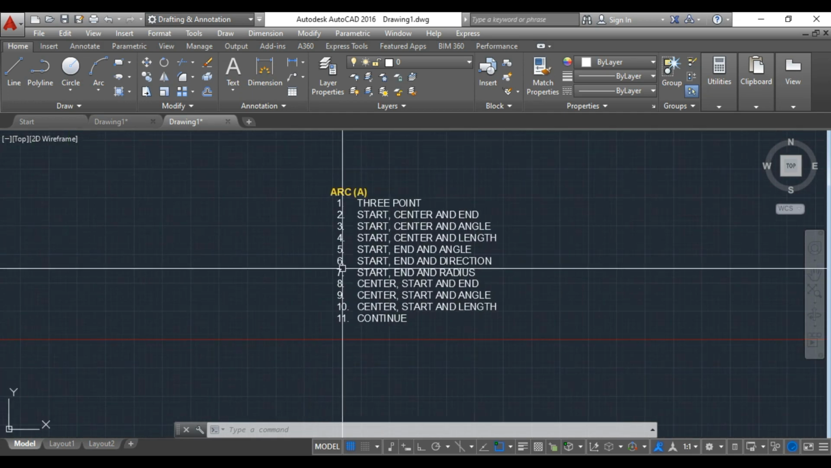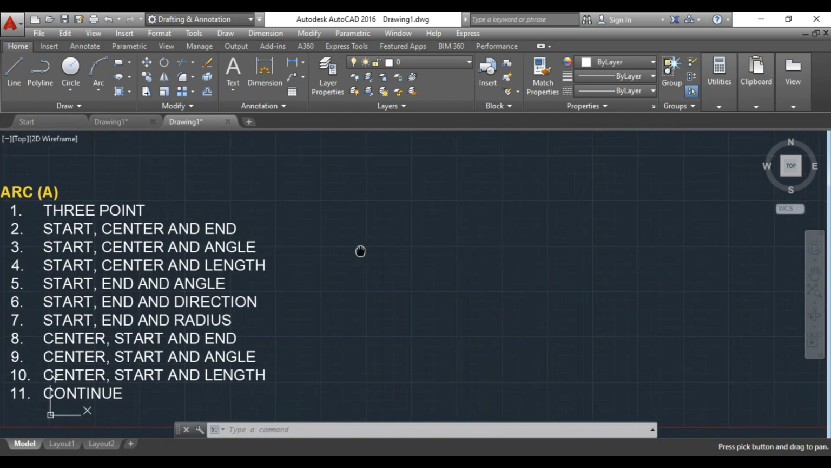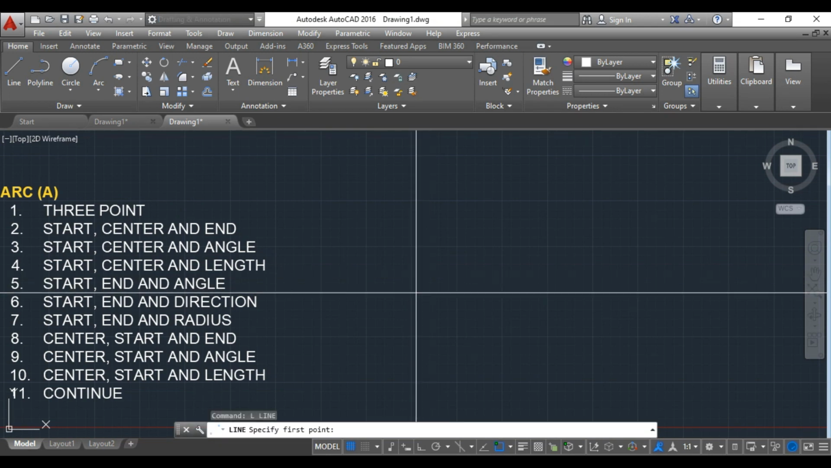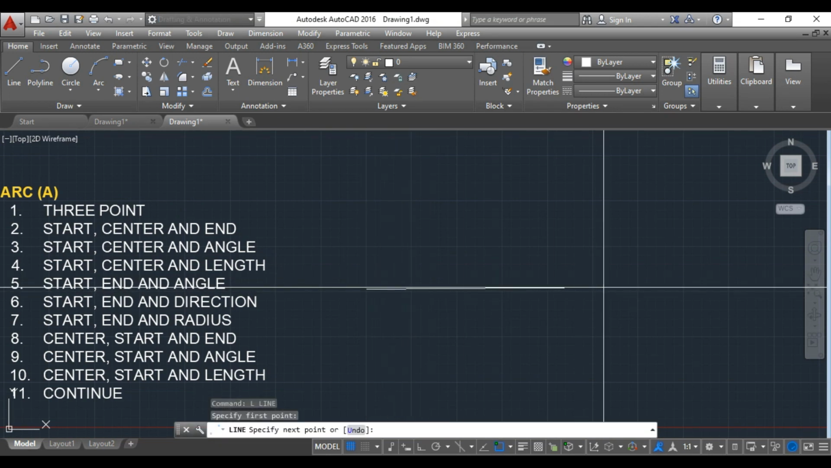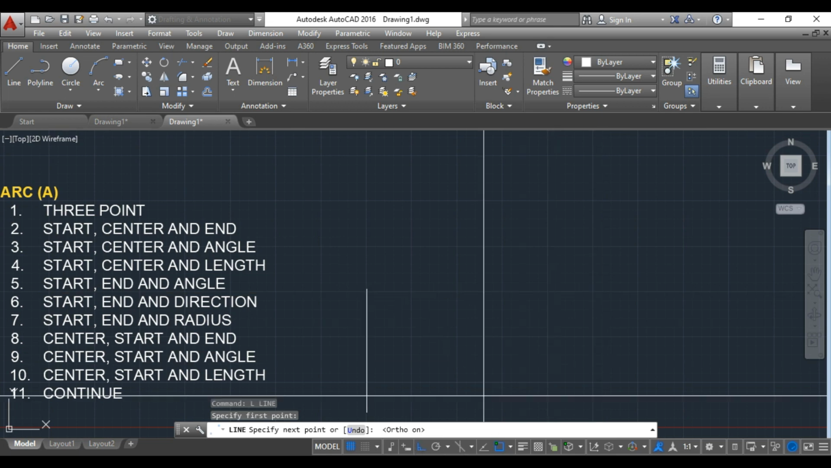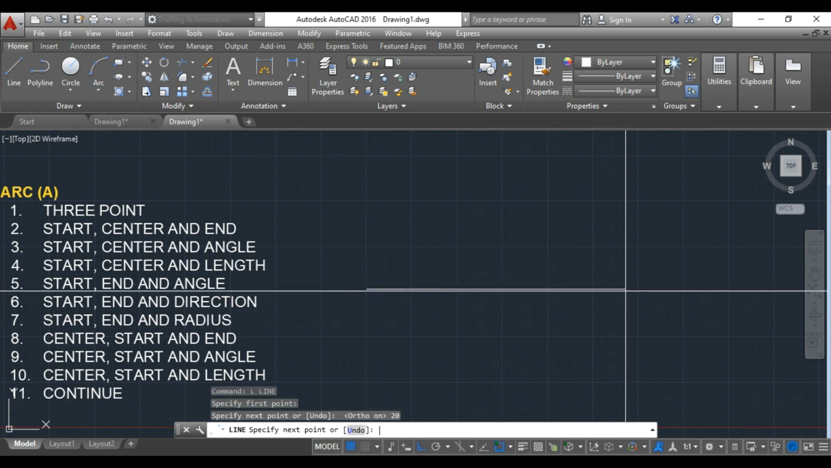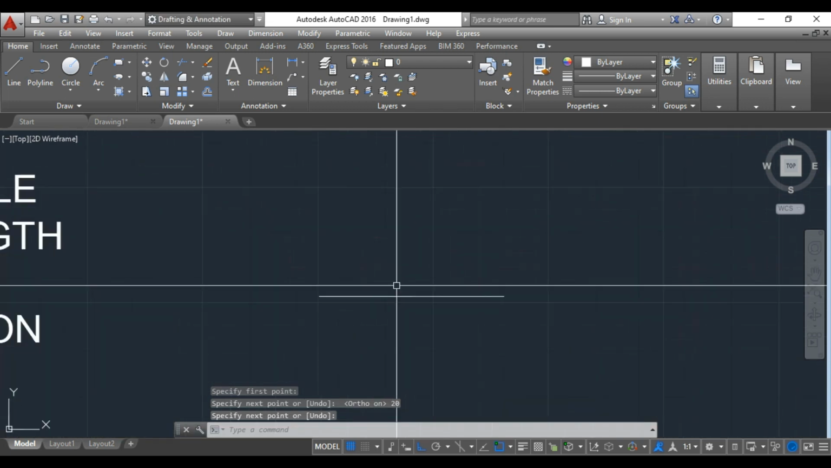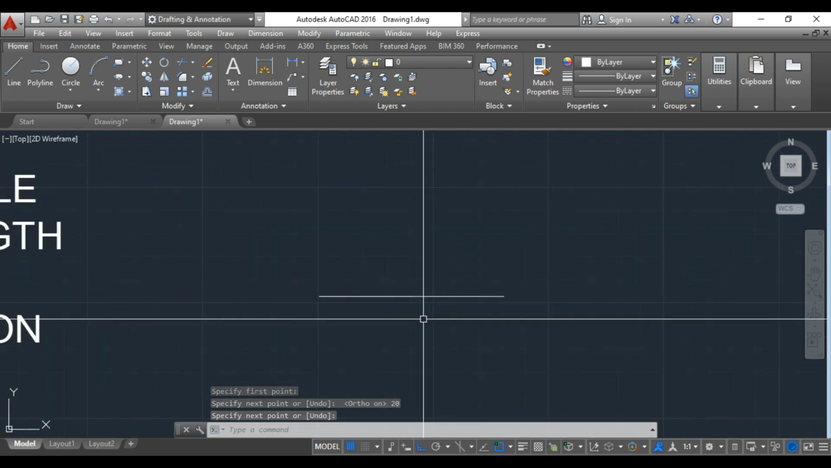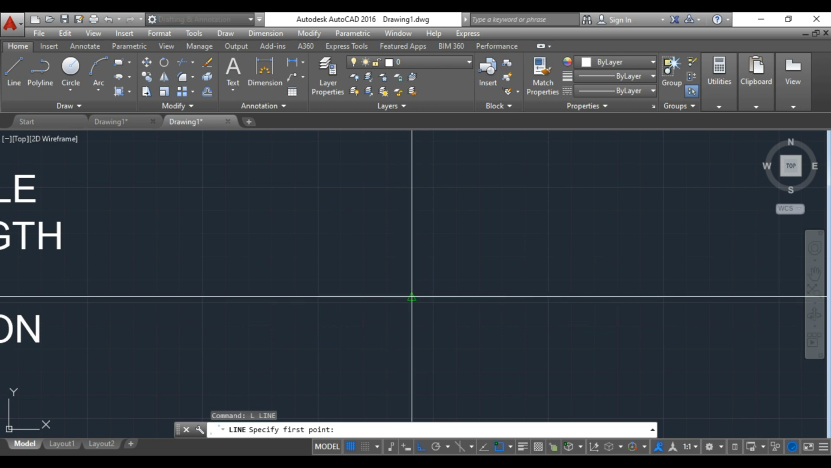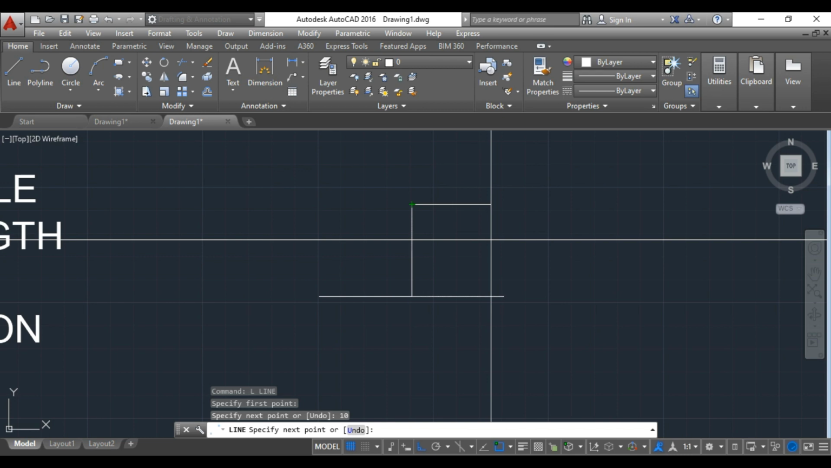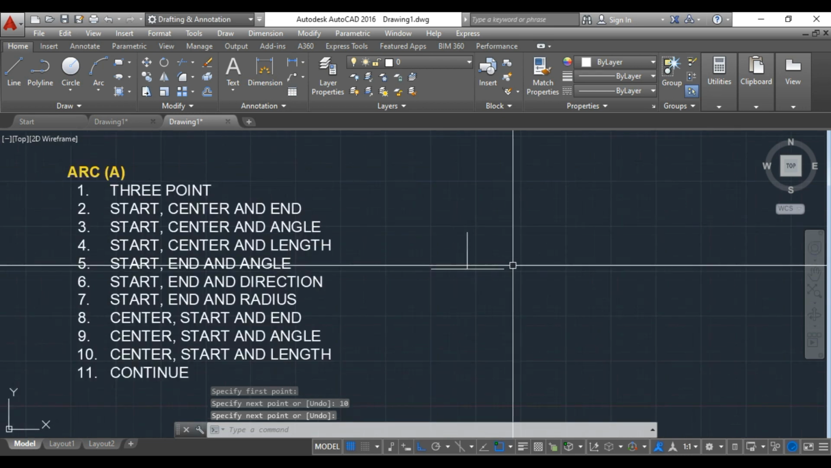The second method is there. For this case I will draw a small line so that it will be easy for you people to understand. I will take 20 units over here, and one more I will take with respect to the center, 10 units. So I have taken 20 and 10 units.